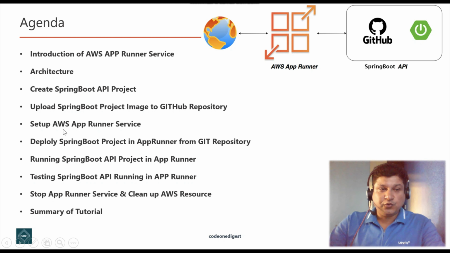Then I'll show you how to set up App Runner service, and what inputs and configuration are required to set it up. Finally, we'll deploy our Spring Boot project into App Runner, run it there, and then finally test those endpoints running in AWS App Runner service. Okay, friends?